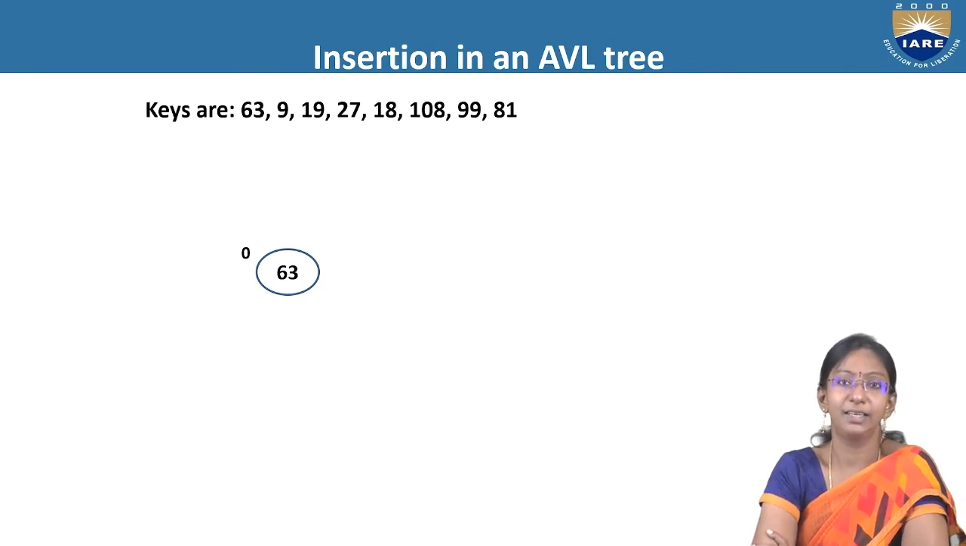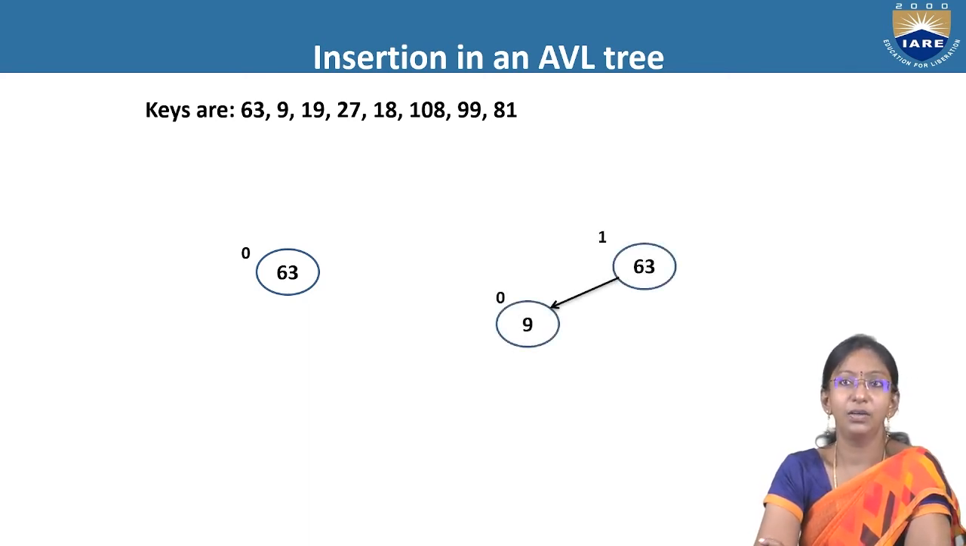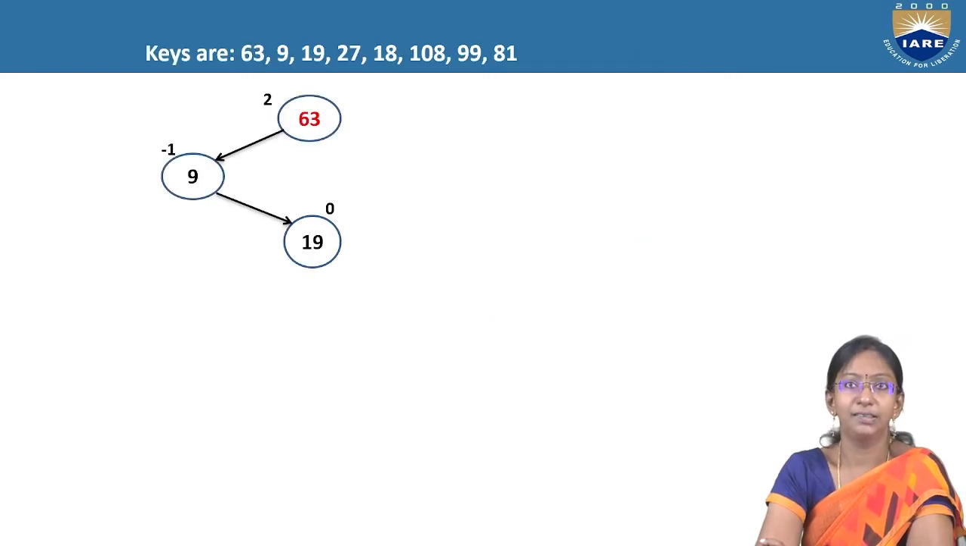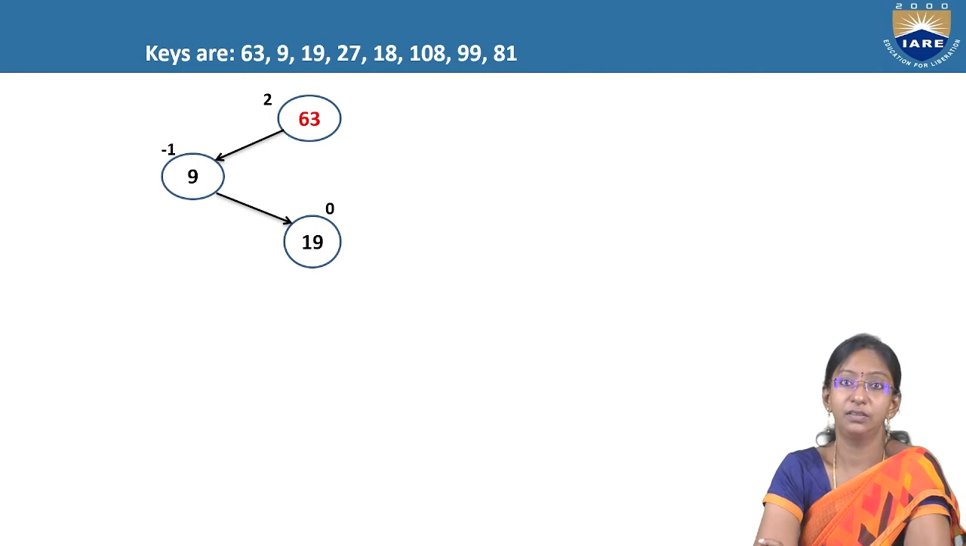Next, insert 9 as a left child. Now calculate the balance factors. No disturbance. Next, 19. Now there is a disturbance. You can see that 63 got affected because of inserting 19. Where did 19 get inserted? In the left subtree as the right child. So LR rotation you are going to adopt.